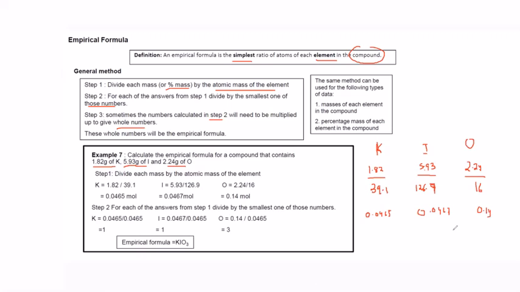Then you want to take the simplest ratio, so you divide by the smallest value in the combination. The smallest value is 0.046. When you divide and convert them into whole numbers, that will be 1, 1, and 3. So what is the empirical formula of this compound? It is KIO3, potassium iodate. Is it clear how to find the empirical formula of a compound? Any doubt in this?